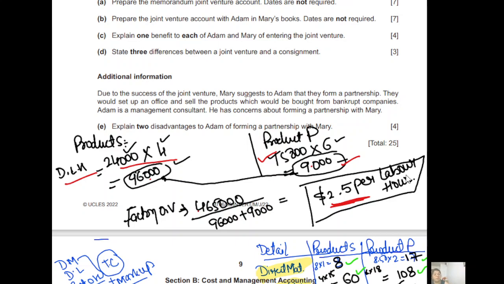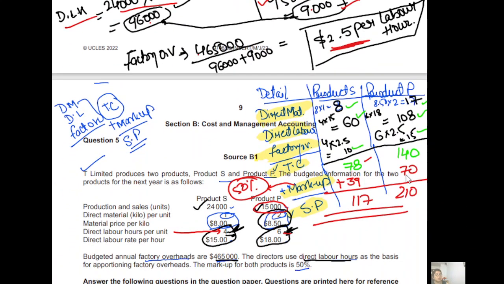So how many labor hours do we need for production? It is 4. How many labor hours per unit do we need for the production? That is 6, and the rate is 2.5 factory overhead, so we will find out 10 and 15 over here. When you add all your costs, then you find out your total cost, then add markup on the total cost, and you will be able to find out your selling price.